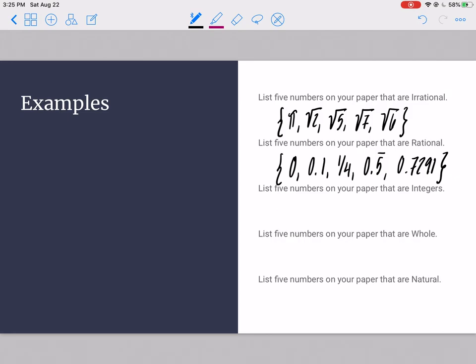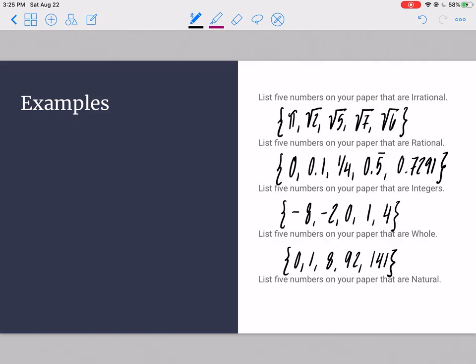List 5 numbers that are integers, so positive and negative whole numbers. So -8, -2, 0. We could do 1, 4, 5. Oops, I listed more than 5. 1, 2, 3, 4, 5. There we go. And list 5 numbers on your paper that are whole numbers. Whole numbers do include 0. So we could put 0, we could put 1, we could put 8, we could put 92, we could put 141.